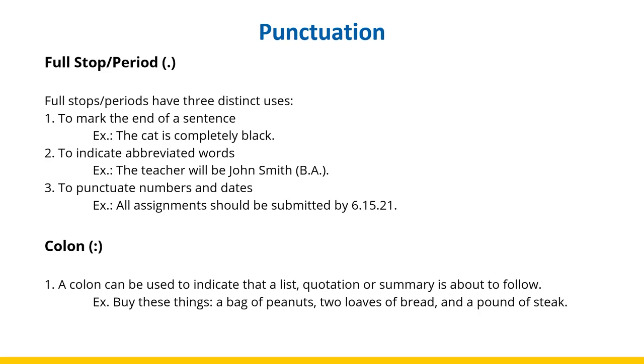The second use is to indicate abbreviated words. For example, the teacher will be John Smith, and then you see how we have B and A. B is bachelor's, and then a period. A is arts, bachelor of arts. So it's a teacher's degree, and we abbreviate it as BA in this case, and we put a period after that.